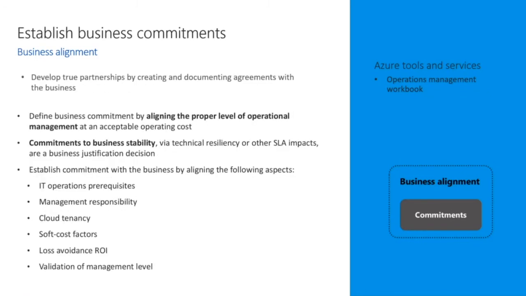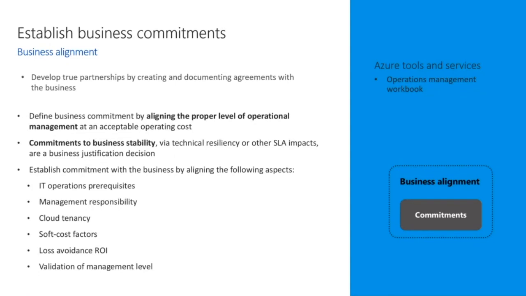Then you talk about establishing business commitments, and this is mostly about business alignment. The main thing we talked about is that we ask them for criticality and impact ratings, and based on their criticality and impact rating, we will give them our commitment in the form of availability, in the form of recovery, in the form of cost, in the form of IT operations.